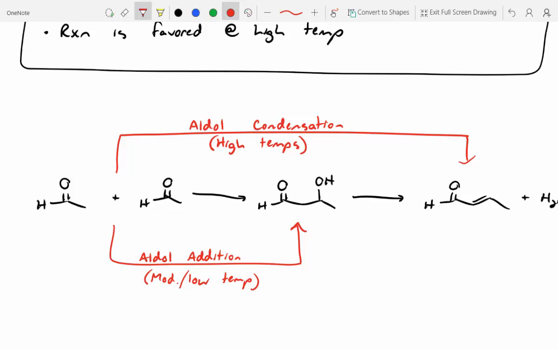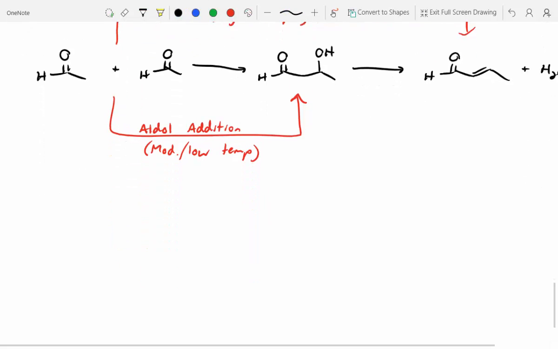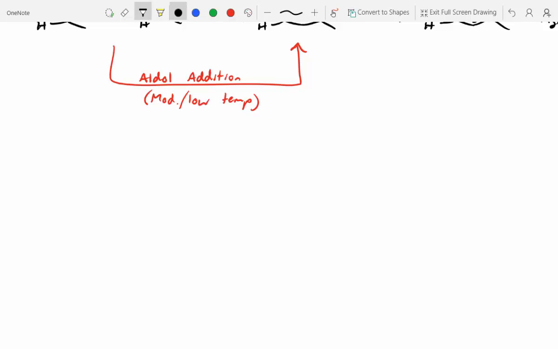In all of these examples, we've used only one aldehyde, right? And the aldehyde reacts with itself. The question is, what happens if we just throw two aldehydes together? What products could we get out? And that's referred to as a crossed aldol reaction.